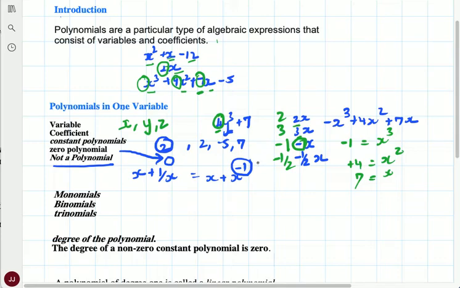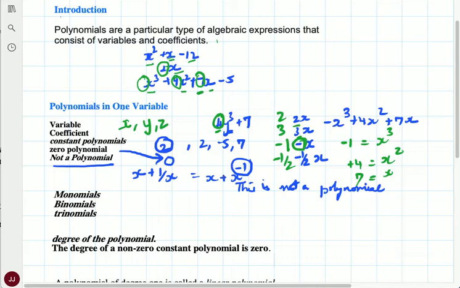Okay, so this does not constitute a polynomial. This is not a polynomial. The exponent has to be a whole number.